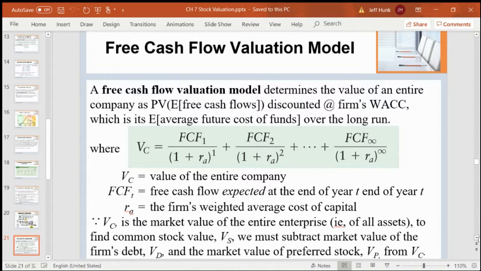Then how do you model the companies that don't pay dividends? How do you value the stocks of the companies that don't pay dividends? Again, then we will need something that doesn't depend on dividends. And so the only other option, the best alternative, is free cash flow.